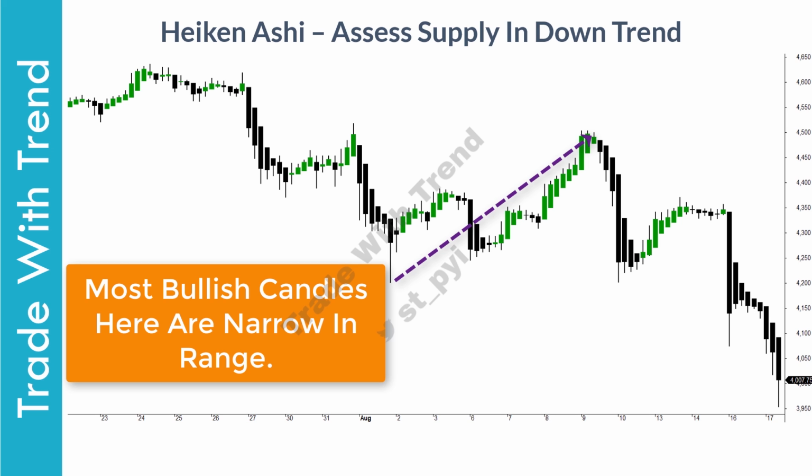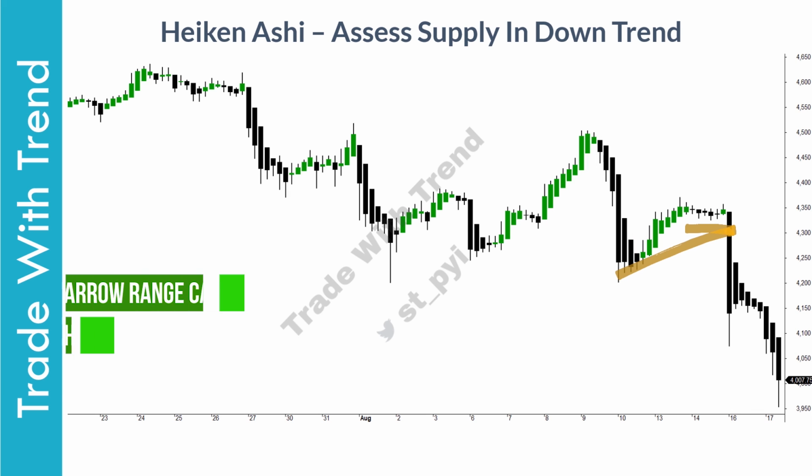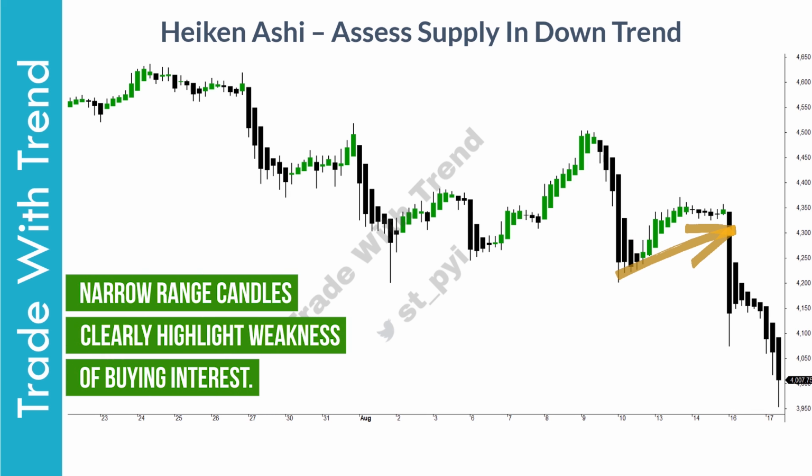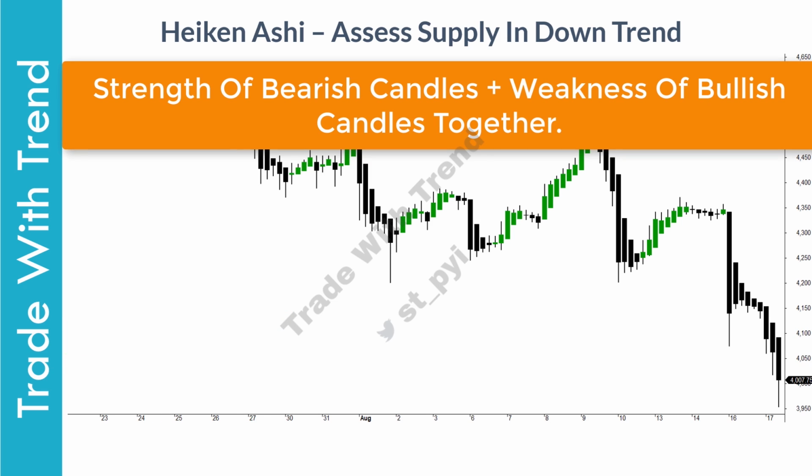If you again see here, price moves lower on the back of strong bearish Heikin Ashi candles. Again, an attempt to move higher is seen here with narrow range candles. Post this, the down move continues in the stock. Always remember that while assessing strength of weakness, you need to assess strength of bearish candles and weakness of bullish candles together. This actually forms a robust framework for price trend analysis.